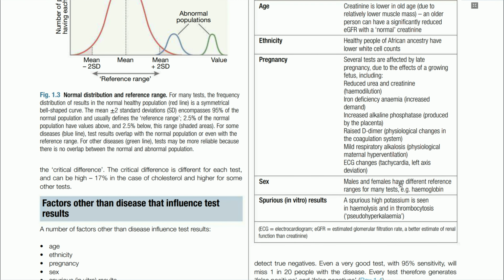Sex. Males and females have different reference ranges for many tests. Example, hemoglobin. Spurious in vitro result. A spurious high potassium is seen in hemolysis and in thrombocytosis. Pseudohyperkalemia. ECG, electrocardiogram. eGFR, estimated glomerular filtration rate, a better estimate of renal function than creatinine.